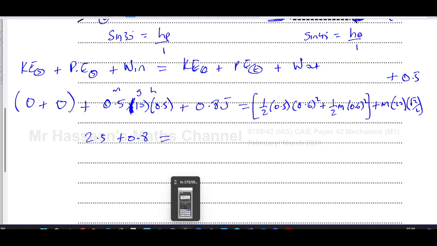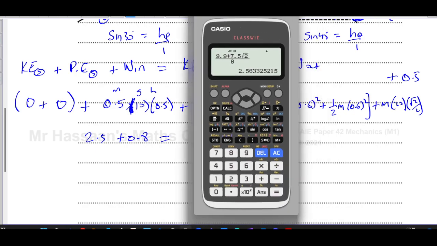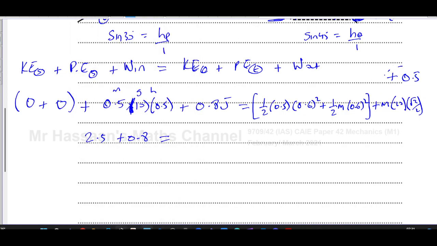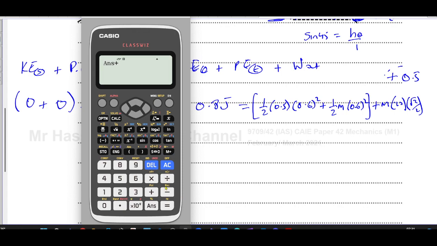I think I'll need the calculator for that. So I have 0.5 squared times 0.6 squared, basically, which gives us 0.09. Plus 0.5, don't forget the 0.5. So I'll add the 0.5 to that. That gives me 59 over 100, 0.59.